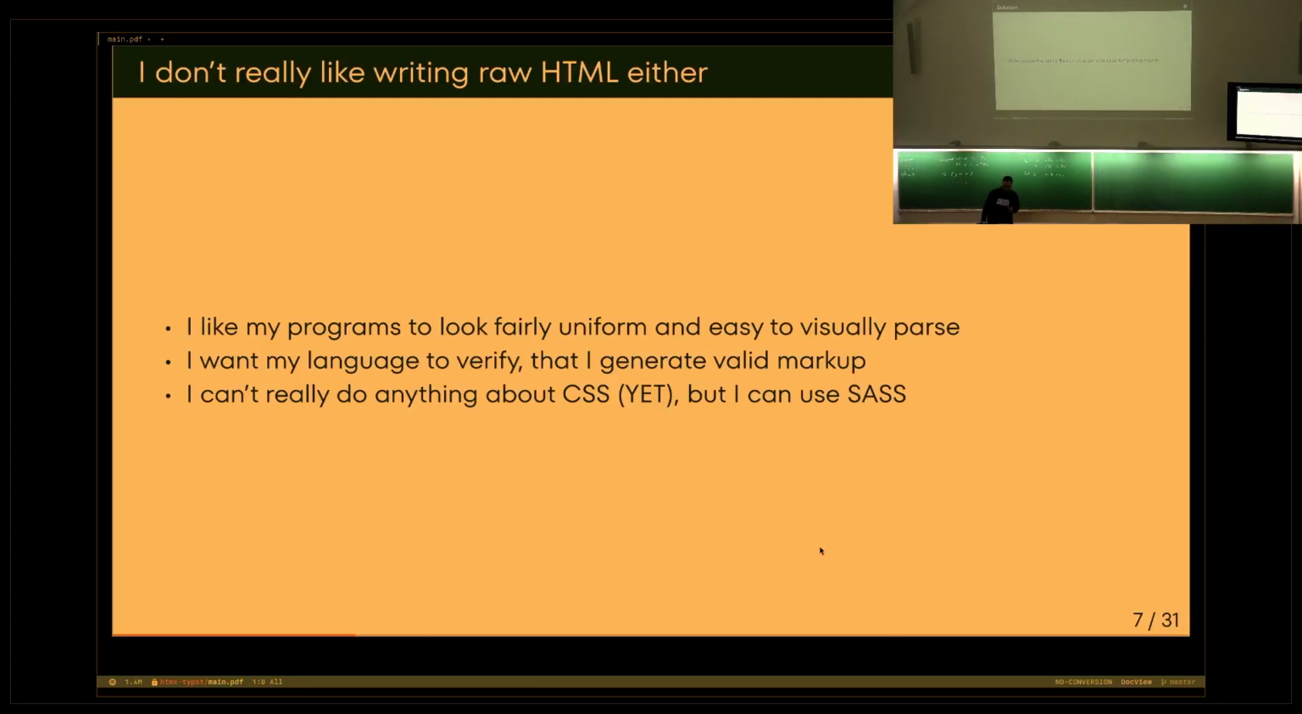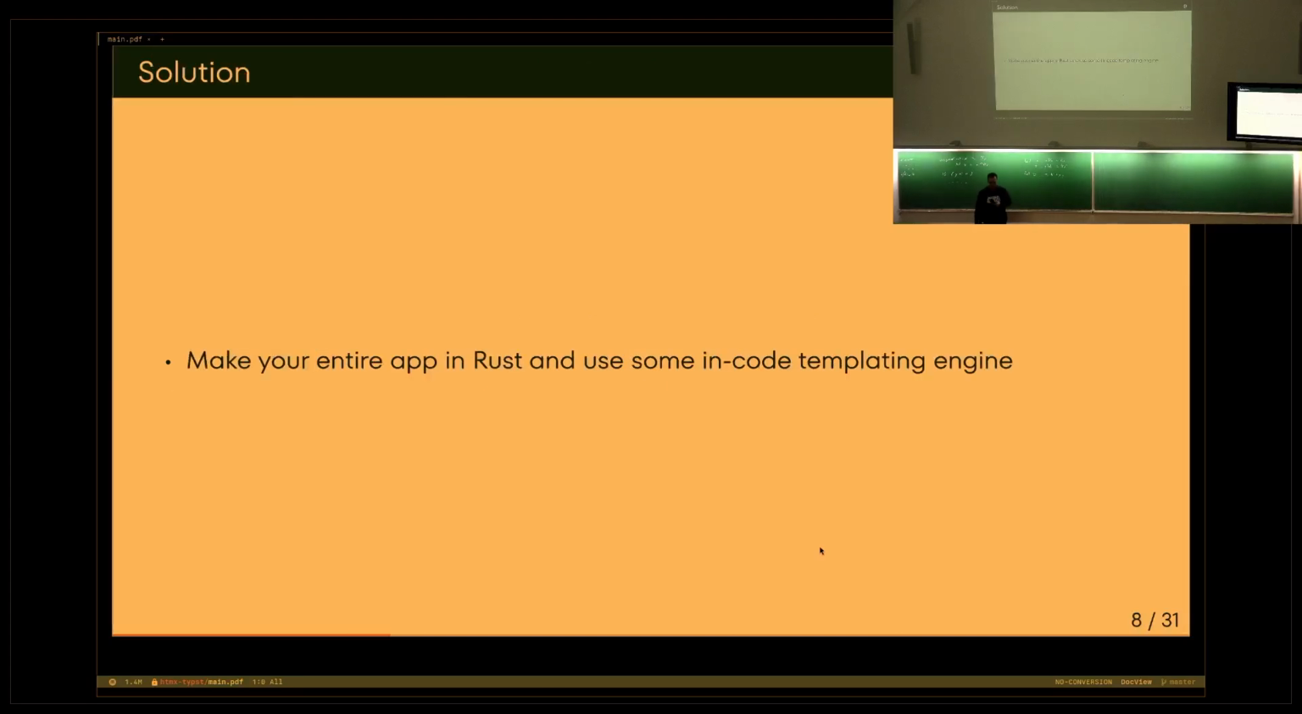So the solution is to make your entire app in Rust and use some in-code templating engine, which is verified at compile time. And that's beautiful, because it's really nice on the GitHub page when you see the language percentage and you have a web application with a front end and it's 85% Rust, 15% CSS. Well, give or take maybe some Markdown and maybe less CSS, more CSS, depends on what you're doing, how big the app is. So yeah.